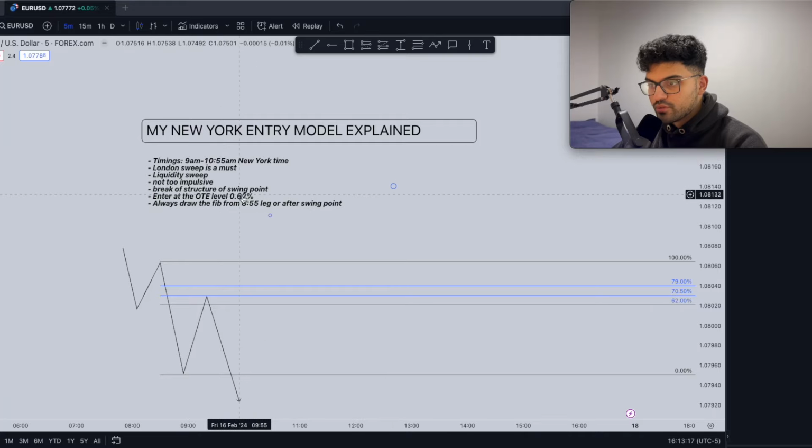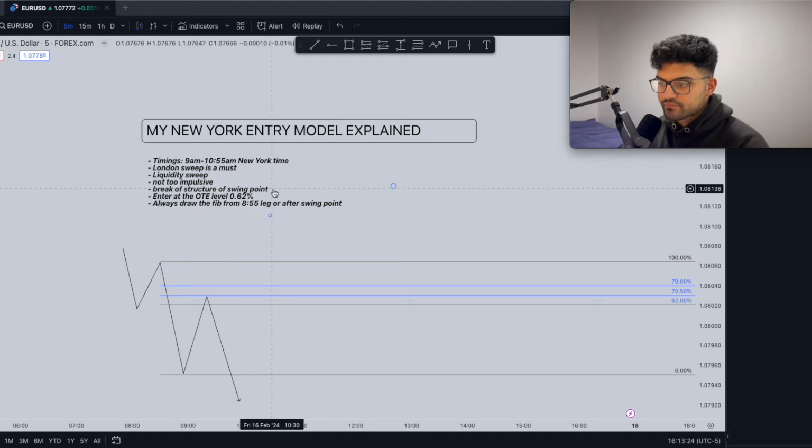With the New York entry model, the timings we're going to be looking at are all New York time. So 9 a.m. to 10:55 a.m. And I'll explain why. I've tested 8:30 to 11, which is what ICT says. That's a very, very big time window.